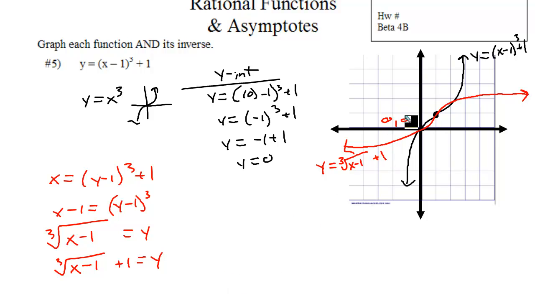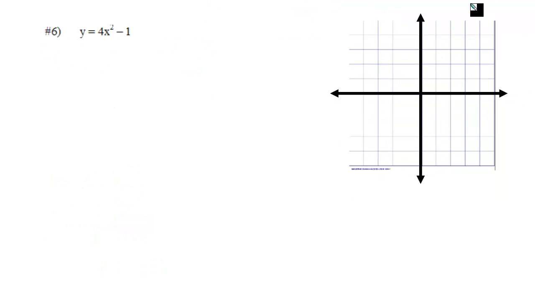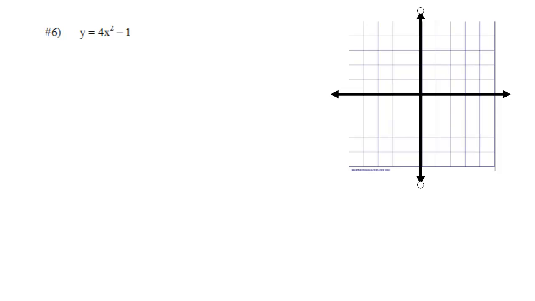X and y-intercepts are labeled because they are all 0 for this problem. It resembles the parent equation, y equals x squared, which is a parabola, vertex at the origin. This times 4 stretches it vertically by 4. This minus 1 translates it down 1. So this graph looks a little something like this. Quick and easy to do.